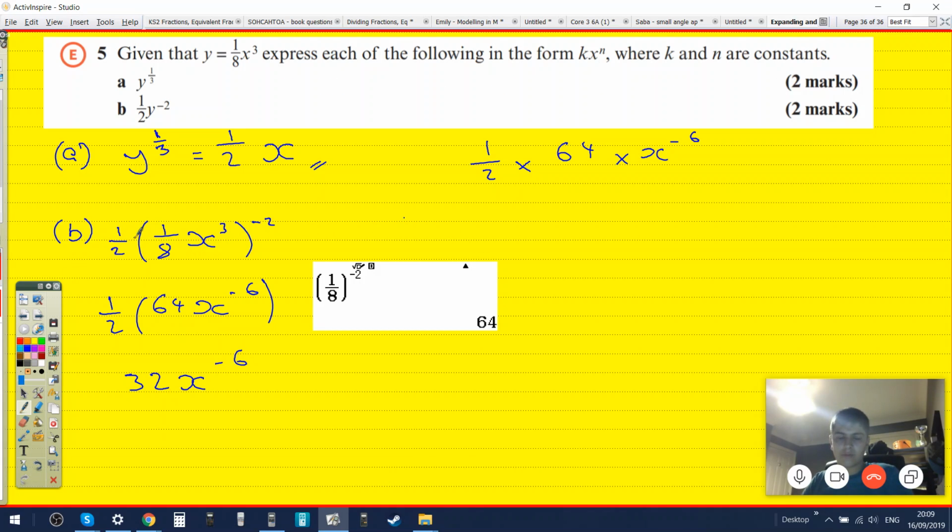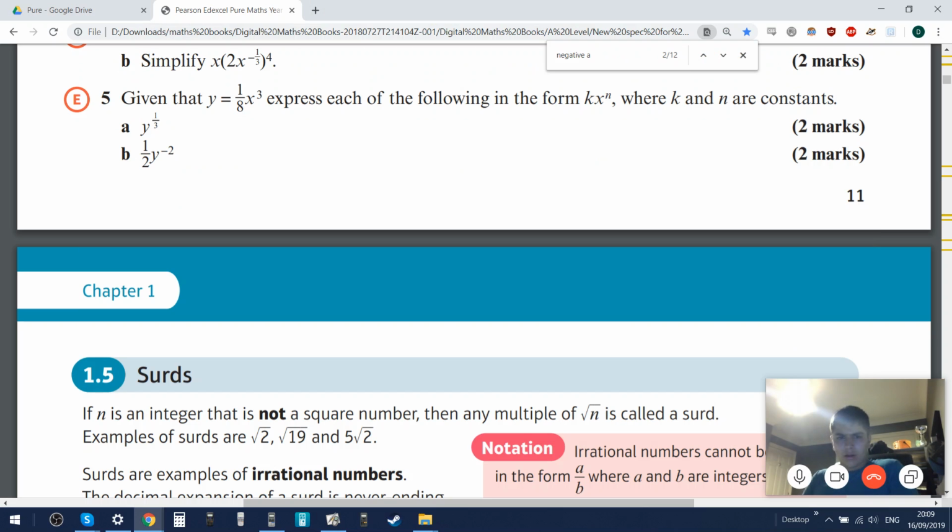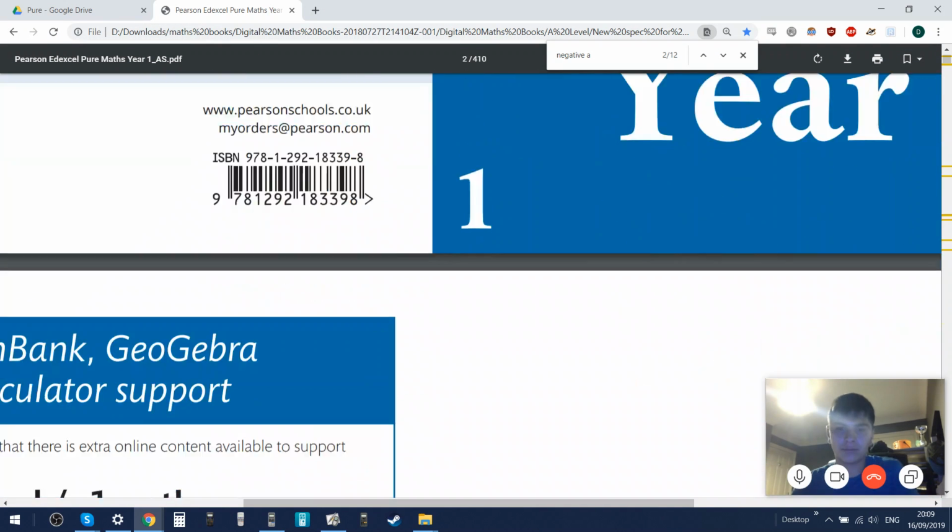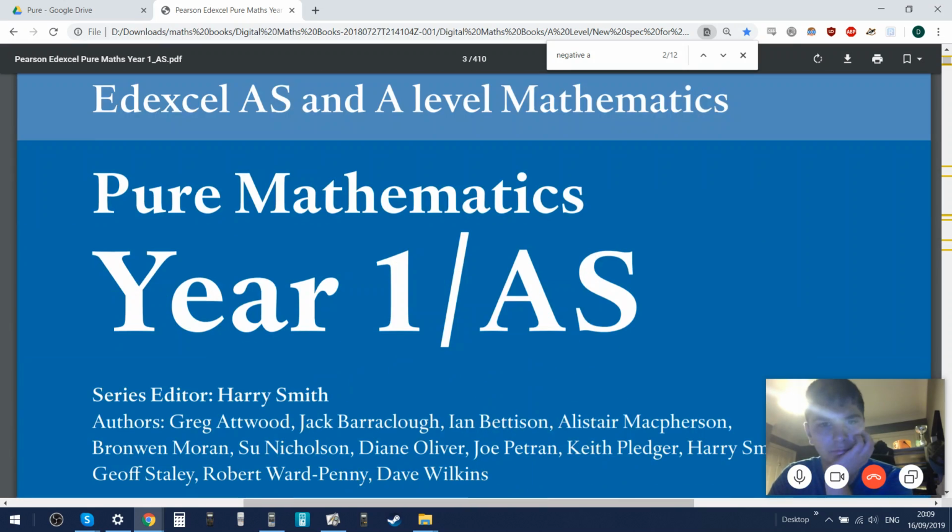So let's see. Difference of two squares, just have to watch out for that. Factorize completely. You can factorize it more than once. And for the harder factorizing, just use your calculator, work in reverse. And then we did a bit of surds. We did the hardest surds. Let's just take a look at what we did in that too. So we did most of chapter 1.